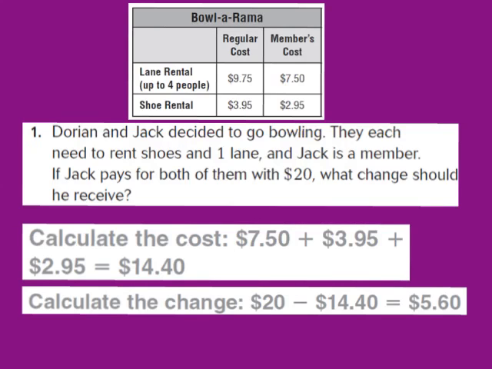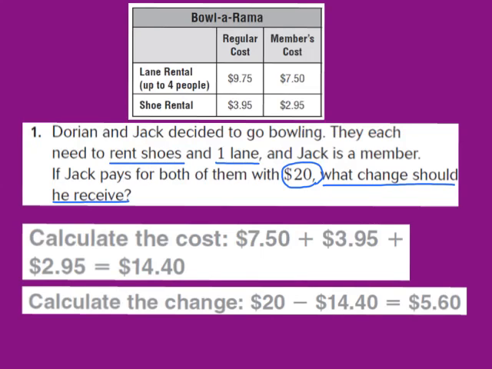So what I know is this. I know that the question I'm trying to answer is, what change should he receive? And that's the change if he pays with the $20 bill. Now, what I know also is this. They each need to rent shoes. So they're going to each rent shoes, and they also have to rent one lane. And we know that Jack is a member.